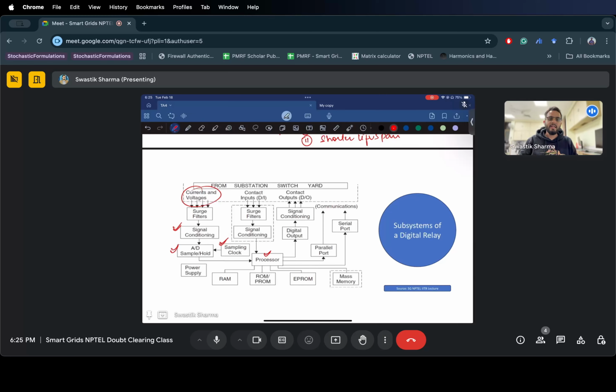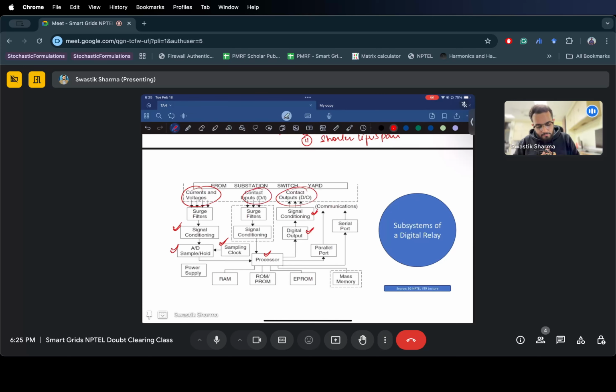This processor contains all the algorithms that you want it to use for tripping and everything. The digital output is used to send digital signals, which are conditioned and sent to the contact outputs, which can be used to send trip commands to a particular breaker or switch, etc.